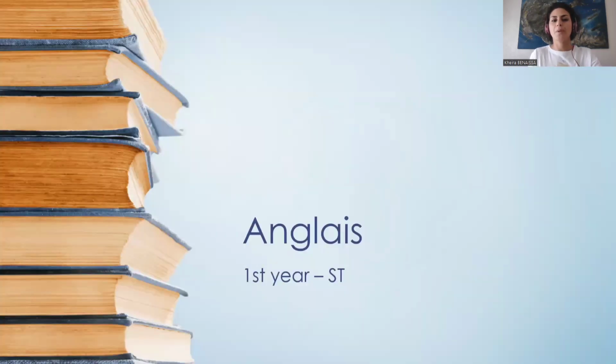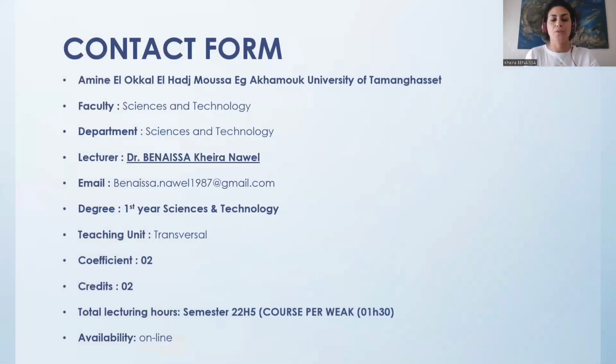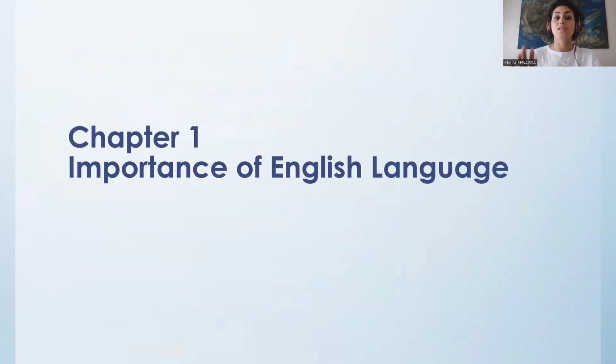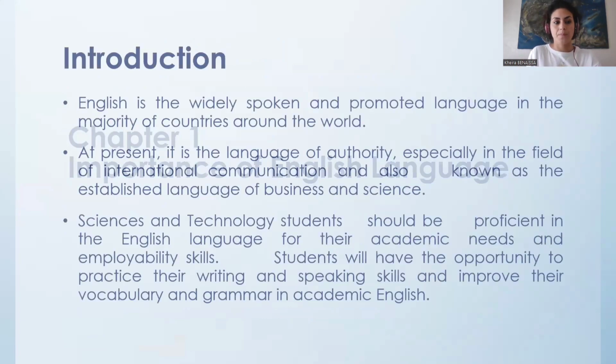Let's start from the beginning. So the module is English, scientific and technical English. And in the first page, you can find all the information. It is the contact form about your module and about your professor. So let's start with Chapter 1, which is the importance of the English language. Why should we study English at the university? Introduction.